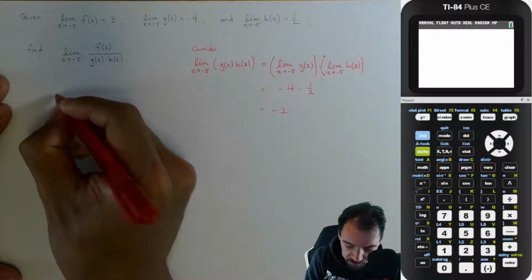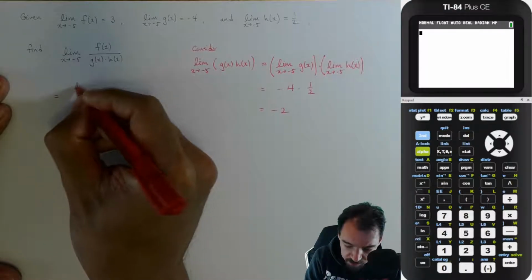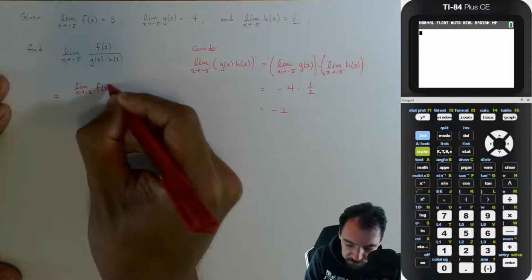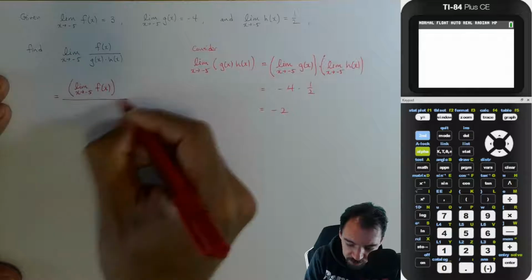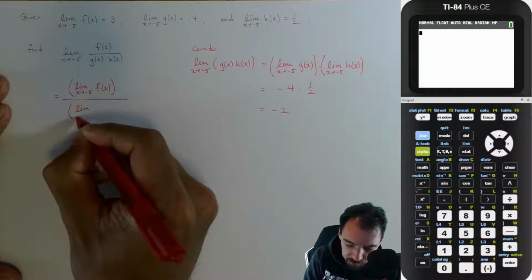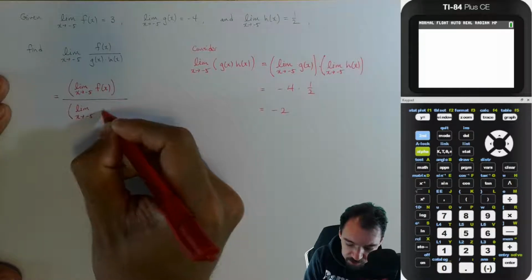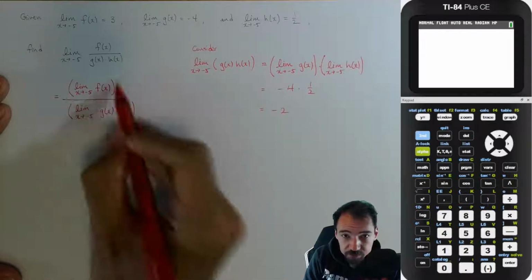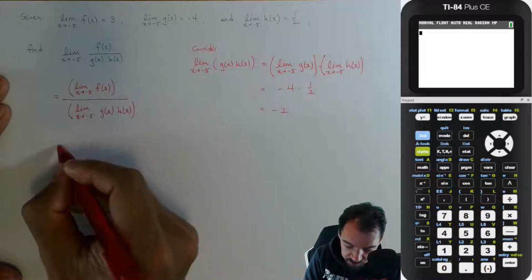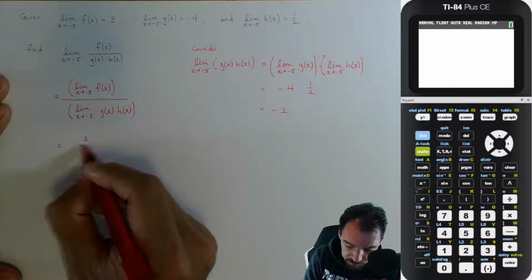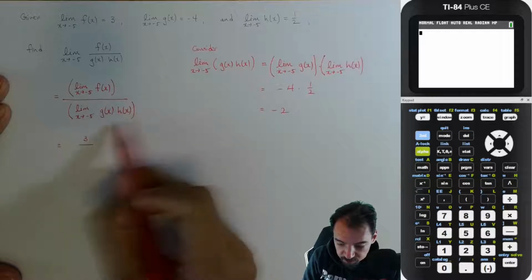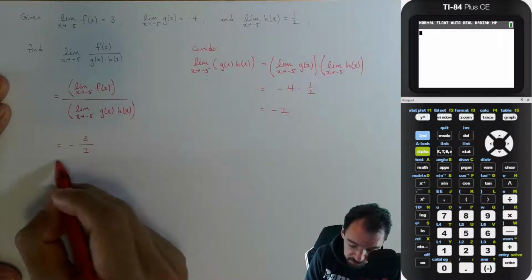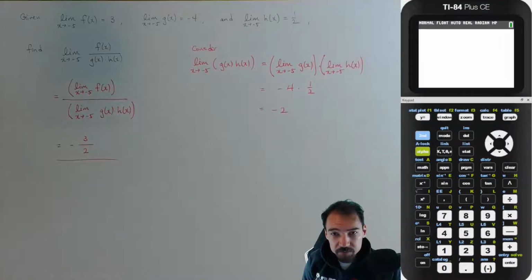all right, this is the same thing as taking the limit of the numerator and dividing it by the limit of the denominator. We have a value for that. That is 3. And we have a value for this right here. We found it was -2. So we can say 3 divided by -2 is -3/2. And there we have our answer.